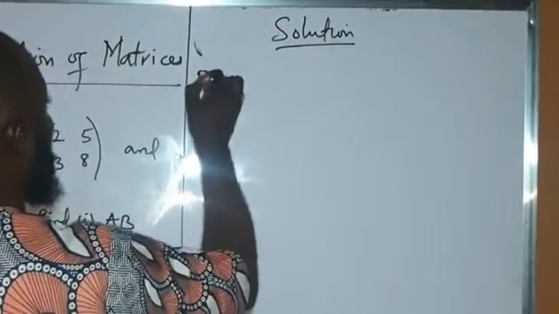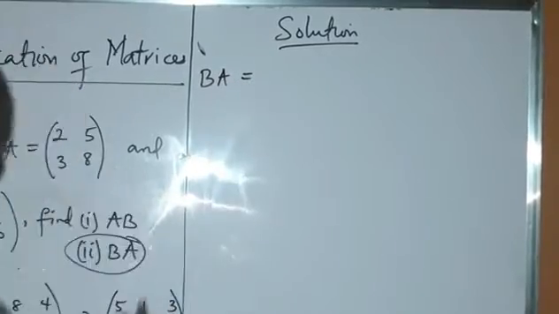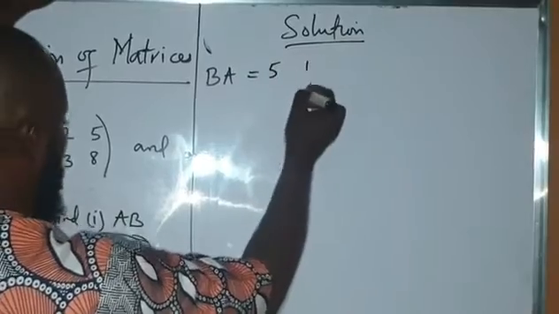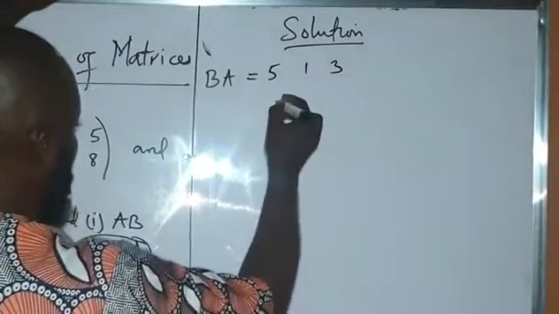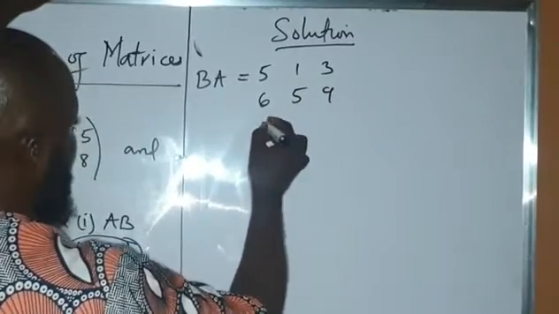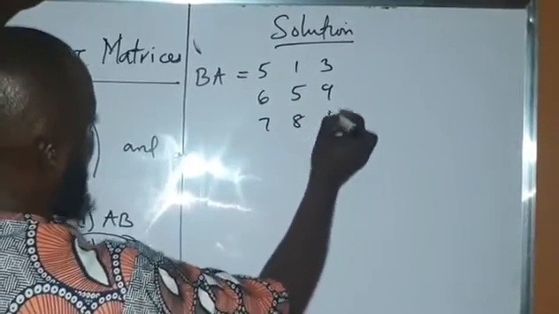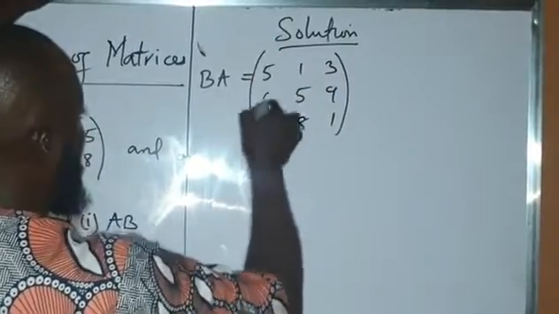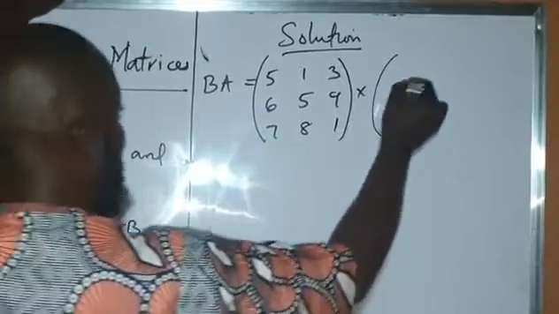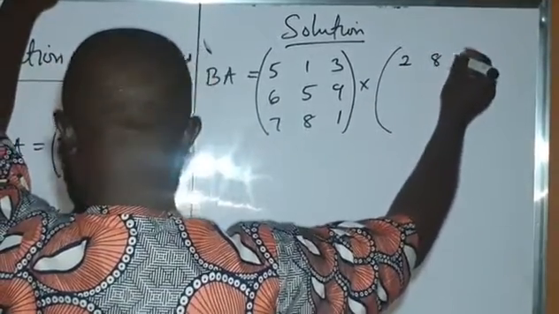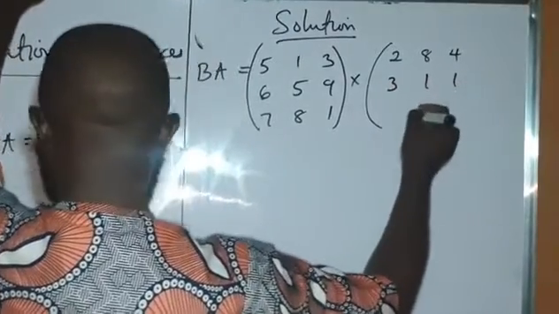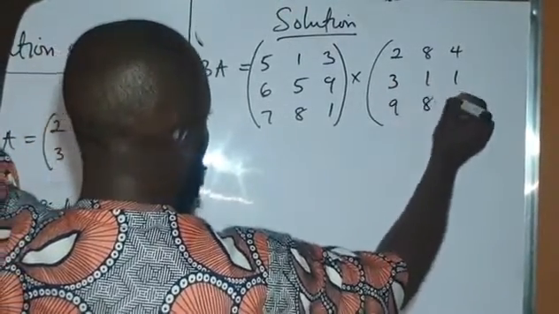Solution. BA. So we write B, matrix B, first. That is 5, 1, 3, 6, 5, 9, 7, 8, 1. Multiplied by A, which is 2, 8, 4, 3, 1, 1, 9, 8, 0.